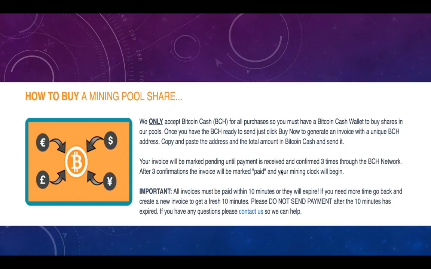How to buy mining pools. Currently, they only accept Bitcoin Cash. So you have a Bitcoin Cash wallet. And then it just kind of tells you a little bit more details of all invoice payments within 10. I don't know if you guys have ever dealt with this, and I'll share more. But when you have an invoice set up to purchase or transact Bitcoin, you need to make sure you pay for it quickly. You'll see as more videos come out, I'll educate you on those videos.